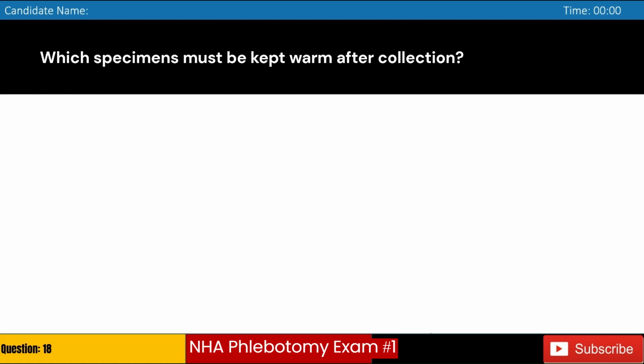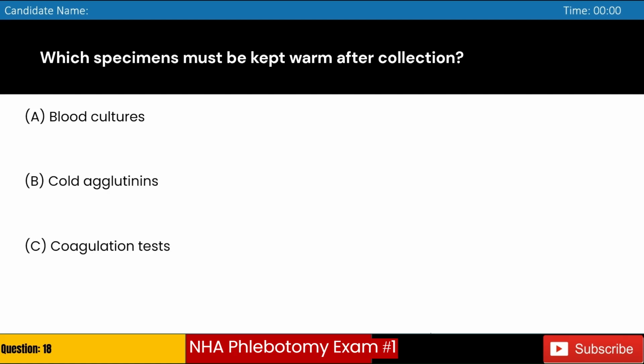Which specimens must be kept warm after collection? A. Blood cultures. B. Cold agglutinins. C. Coagulation tests. D. Serum chemistries. Answer B. Cold agglutinins must be kept warm to prevent antibodies from attaching to red blood cells.